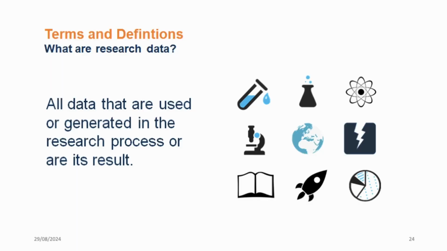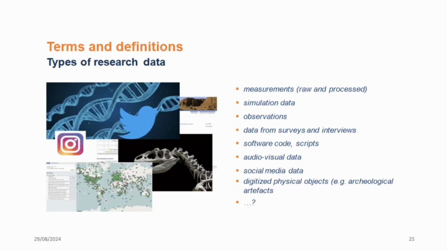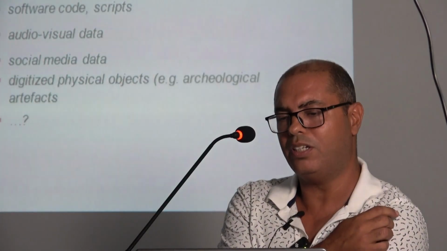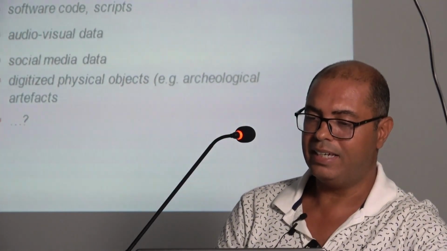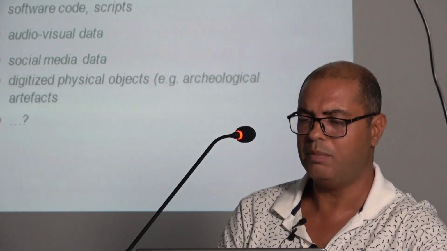Now I'm going to present what we call a theoretical framework based on some definitions related to research data. So what does research data mean? It's all data that are used or generated in the research process or are its results. It can be obtained from chemistry, aeronautics, meteorology, statistics, economics, from different fields. The types of research data can be measurement, simulation, observation, but also data from surveys and interviews. It can be audiovisual data, it can also be social media, etc.